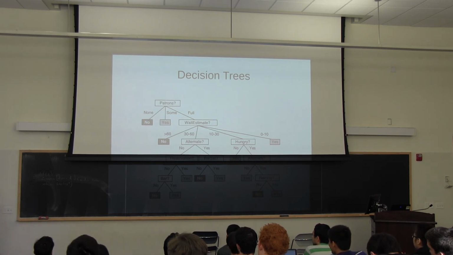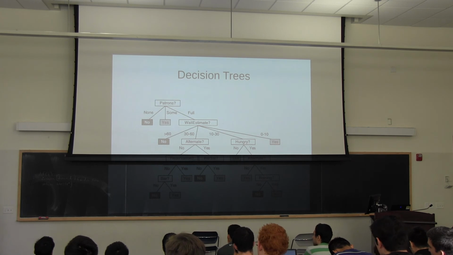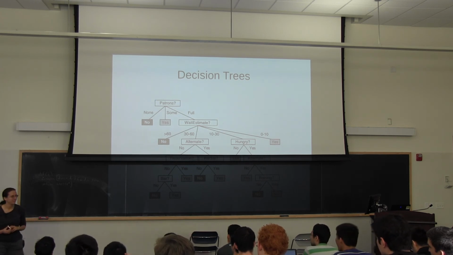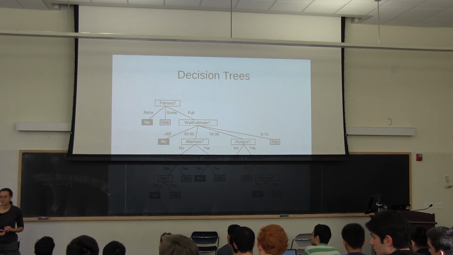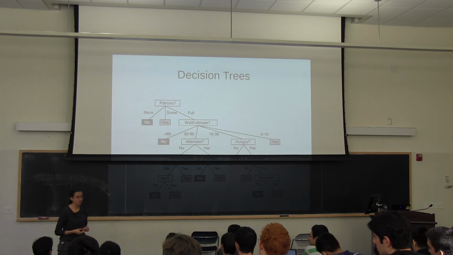What else? What else could you do? Is that it? Are we done? Yeah. A KD tree. So what would that look like?